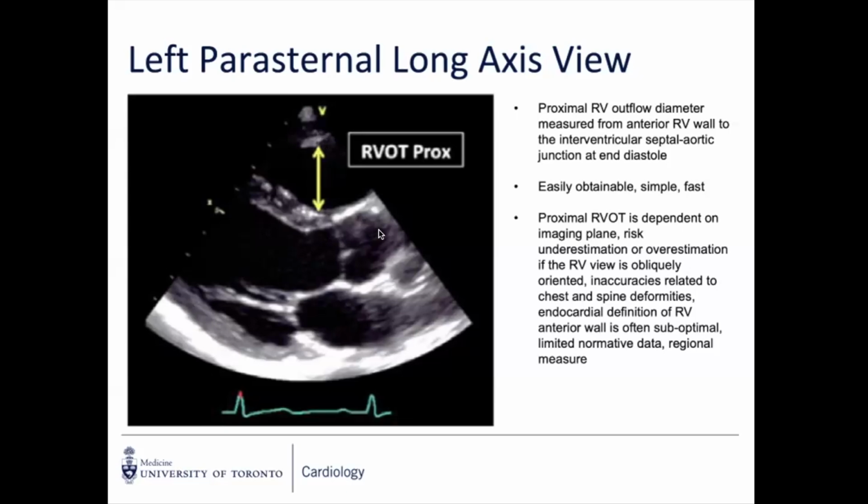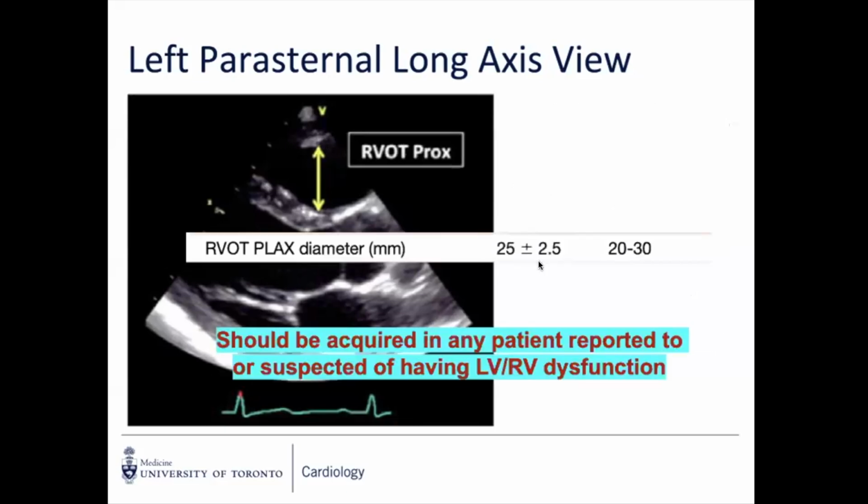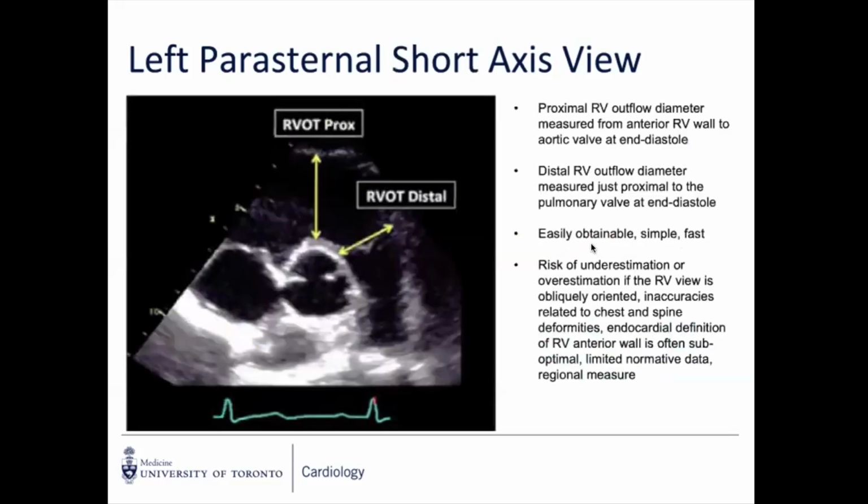And so again, you may overestimate or underestimate the RVOT, especially if you're obliquely oriented. And also if patients have chest or spinal deformities, that can also obscure your view. Getting a good endocardial definition of the RV is important here. And also there's limited normative data, and it's also still just a regional linear measure. And so you would want to take this within the entire clinical picture. And so the upper limit of normal here is 30 millimeters. And so anybody who has RV or LV dysfunction, it's important to try to get this measured.